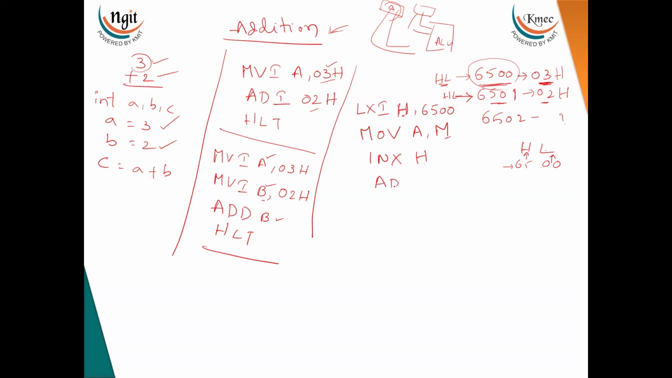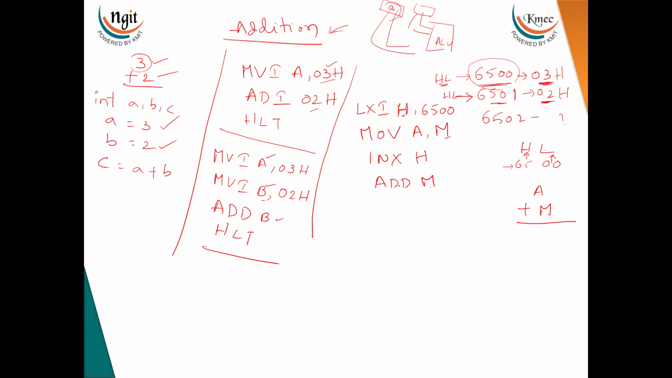ADD M means what? So HL pair is pointing to 6501. In this location 02 is there. That 02 is pointed by the register M, and that we are using ADD M means what? Accumulator content is added with the location content. So the location is pointed to 6501, and in this 02 is there, that we are adding to the accumulator content, that is nothing but 03.